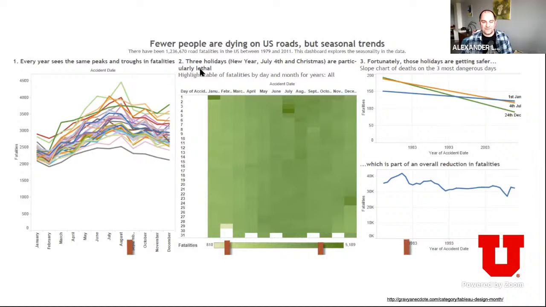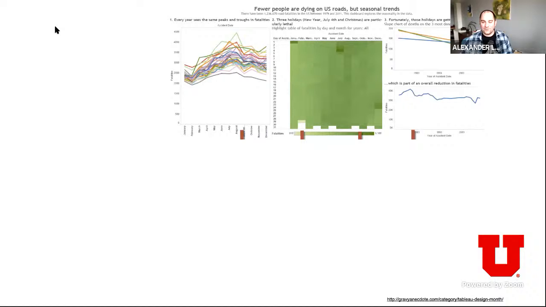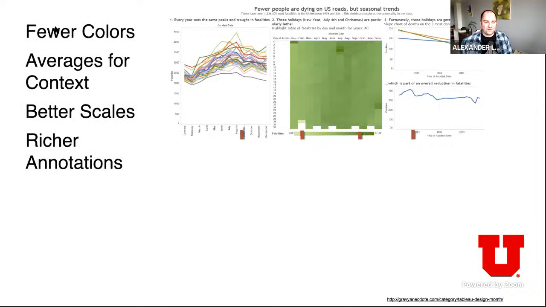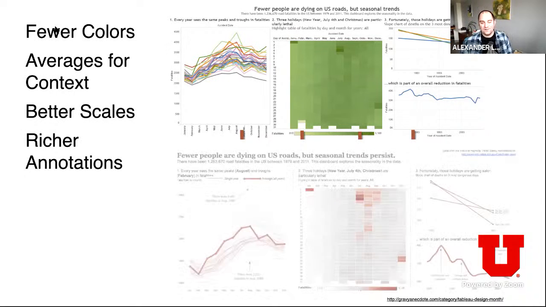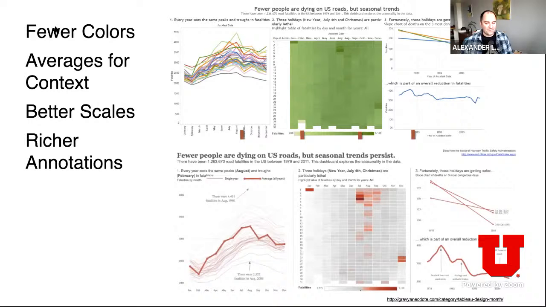Okay, let's look at the redesign of this. It keeps the main design decisions the same, but it changes a couple of more subtle things. So here's a redesign. We want fewer colors, we want to have some averages for context, we want better scales, and we want richer annotations. Here's the same chart, same information, same basic visual encodings, but with appropriate storytelling.